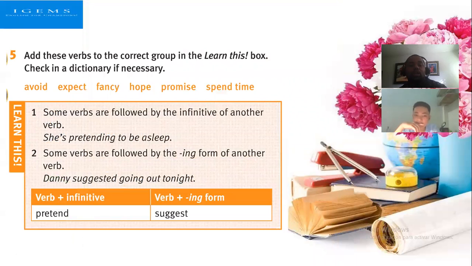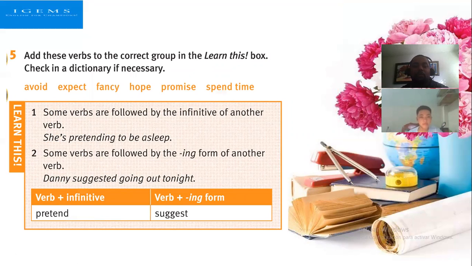Okay. So here, this is what we are going to do. In this exercise number 5, we are going to add these verbs to the correct group in the learn this box. Then after that, it's optional. It's up to you. You can check in our dictionary if necessary. All right. So let's see here.